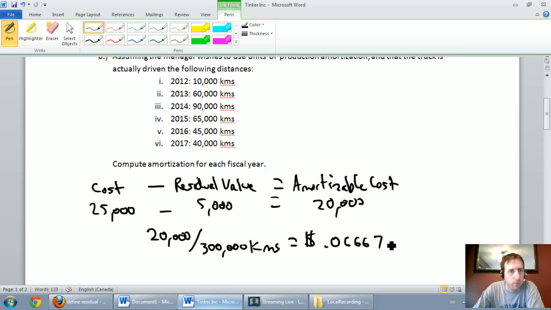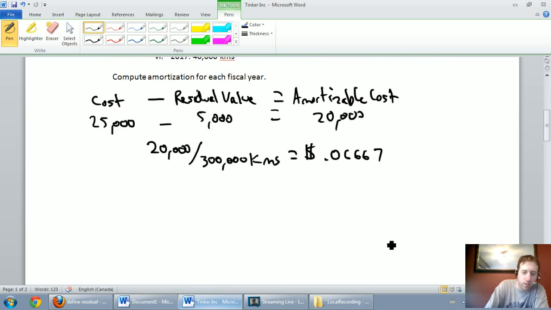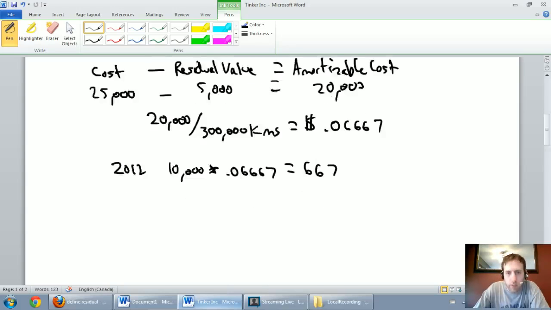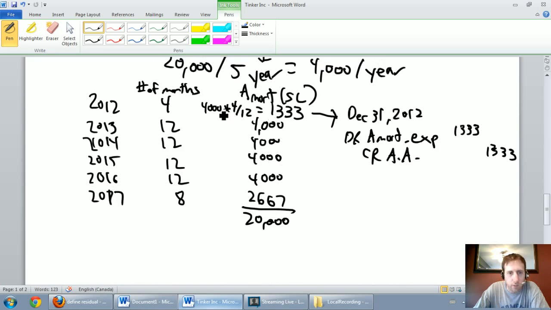In 2012, we drove it 10,000 kilometers. So in 2012, I'm going to say it's 10,000 kilometers times 0.06667, and what you find when you multiply 10,000 times 0.0667 is you get $667. We'll round to the nearest dollar here. Now, something also interesting here is in the last one, in our first year, we counted months. We said, well, we bought it in September, we're going to take 4/12 and we get a number.